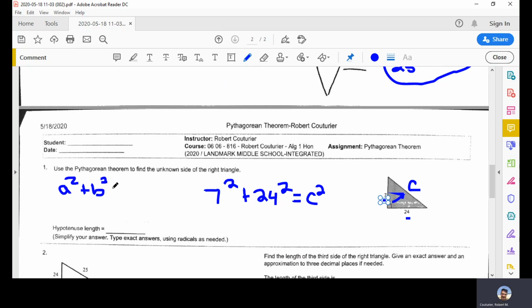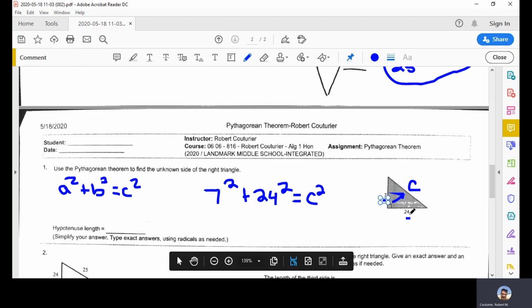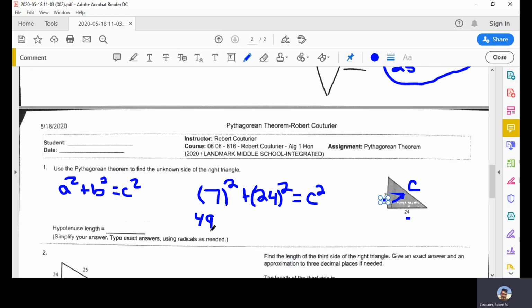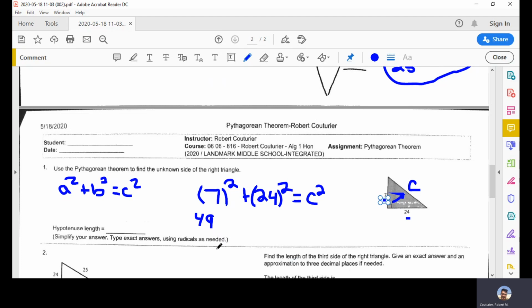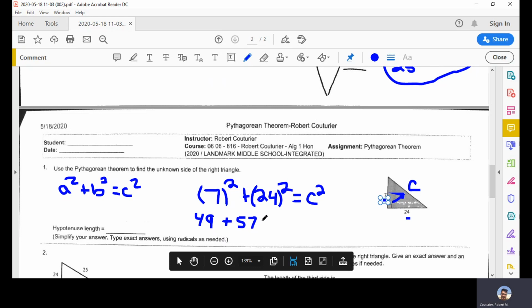Okay, remember this all came from our Pythagorean theorem. A squared plus B squared equals C squared. We know that the legs were 7 and 24, so we substituted. I'll wrap them in parentheses so that we can be absolutely clear. We substituted the legs in, and now it's just simplifying. Well, this is 49. You might need a calculator for this because I don't know what 24 squared is off the top of my head. Which comes to 576. And all of that equals C squared.